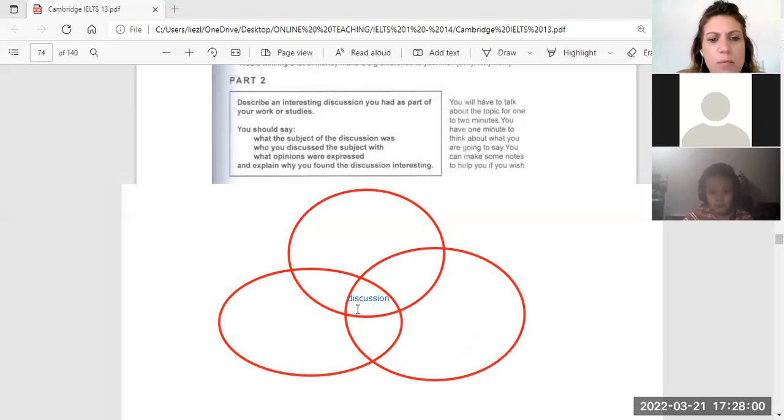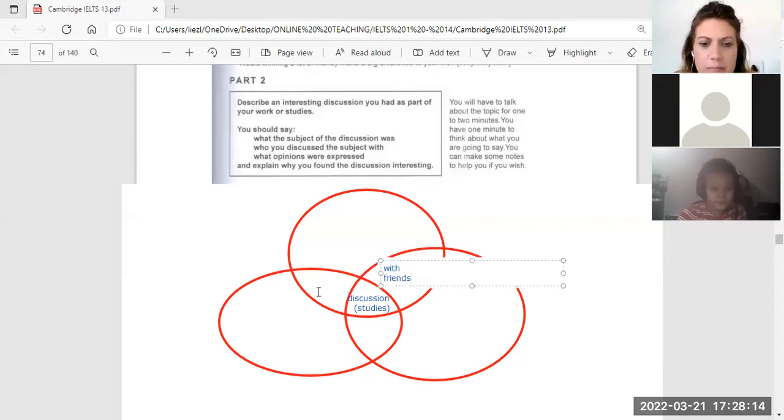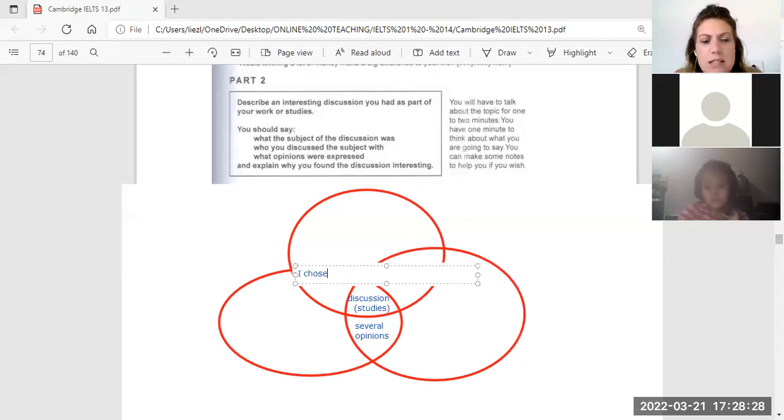Now, say, for example, my discussion is about studies. Now you're going to say who you discussed it with. With friends. Now there are several opinions. Remember, your friends don't have to agree with you. So there are several opinions, and I choose the majority. The majority is what most of them said. Okay, so you choose the majority.